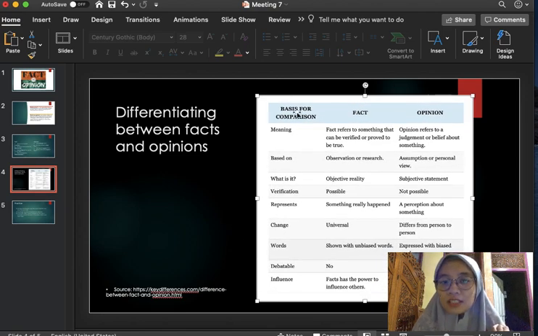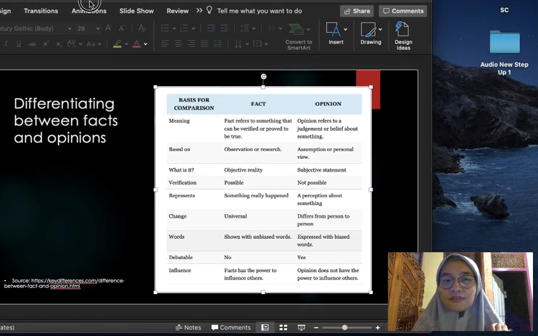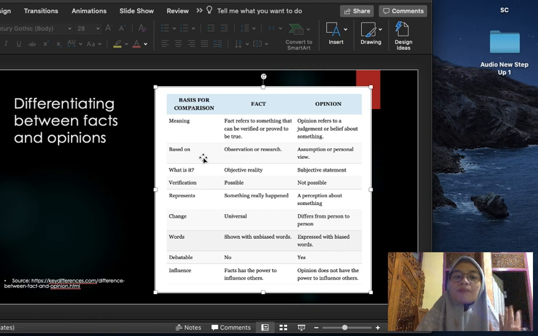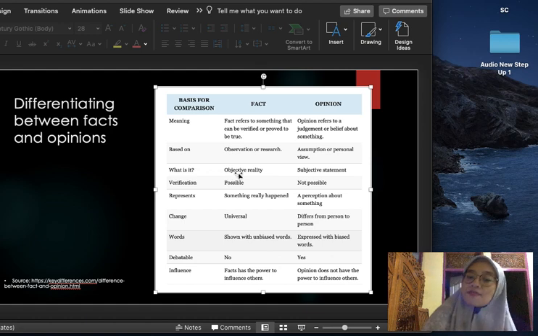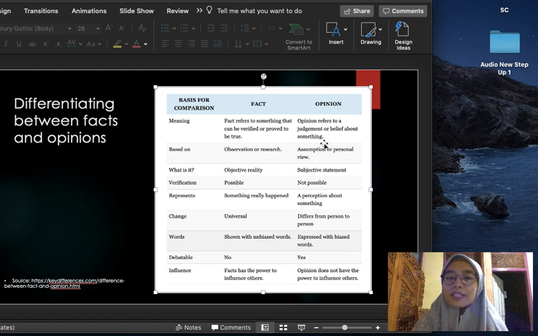Yep. So here we have how to compare between facts and opinion. Basisnya it can be meaning, based on, verification, representation, changes, words, and debate, whether it's debatable or not, and influence. So a fact refers to something that can be verified. Kita udah bahas tadi. While opinion is judgment or belief. So fact should be based on observations or research. So there should be data ya di sini yang bisa dipakai. And an opinion is based on assumptions or personal view.